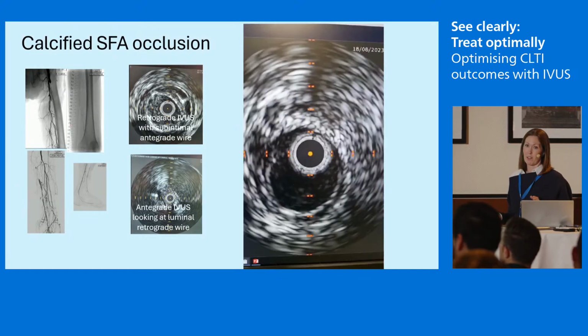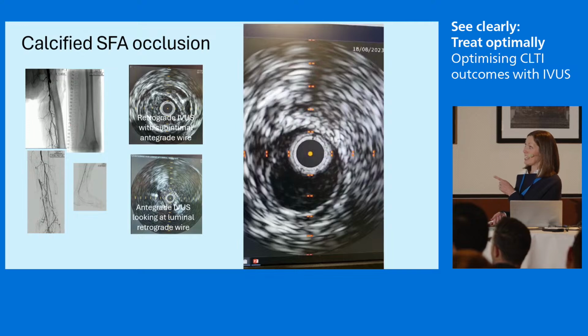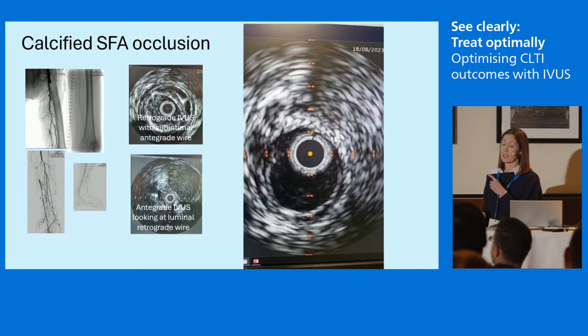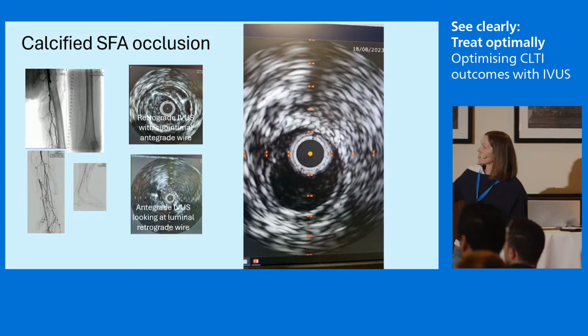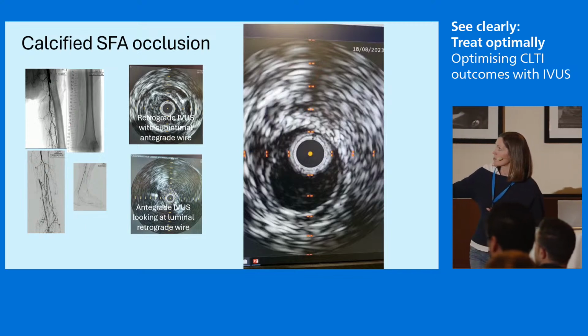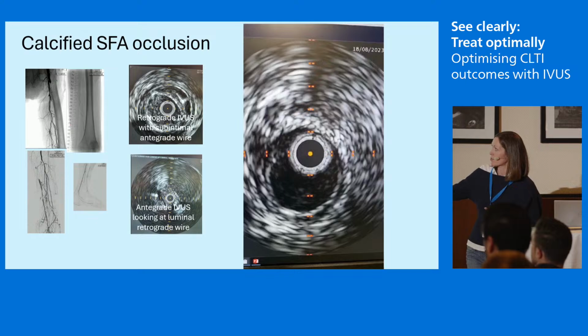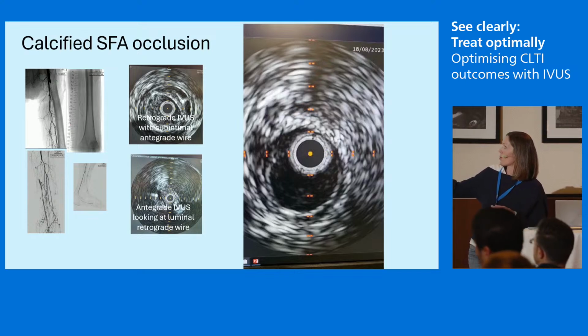We used IVUS throughout the whole case. I'm using it particularly to illustrate the example of when to stop, actually. So I'll skip through these bits, but there are some quite nice, pretty images. You can see that you've got a full length. That's the stump from the previous common femoral endarterectomy, and then you've just got full-length occlusion through the SFA, and it comes back in the distal pop.